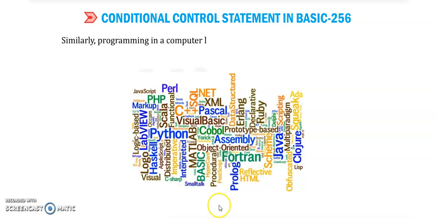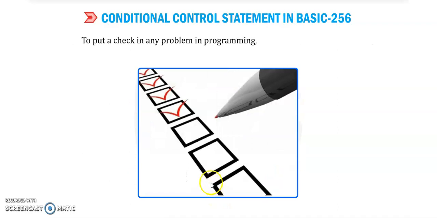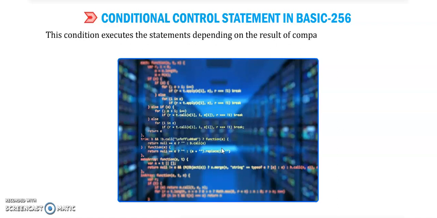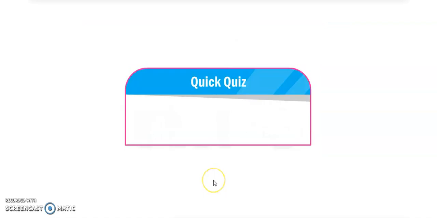We can change our decision with changing conditions. Similarly, programming in a computer language includes logic and decision making. To put a check in any problem in programming, a condition is applied. It allows the program to select an action based on the user's input. So this condition executes the statements depending on the result of comparisons and controls the flow of a program.